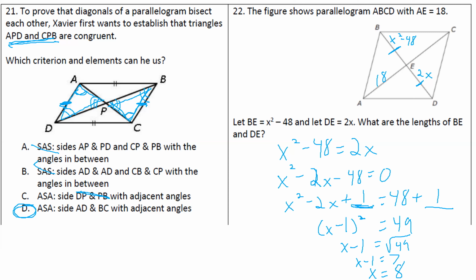Now, is that what they want us to find, x? They want us to find the length of BE and DE. Well, BE and DE, they're both congruent, but it's not just x. We'd have to plug it back into one of these two equations. Doesn't matter which one, they should end up being the same. So I'm going to use the easy one, 2 times x. So 2 times 8 is 16. So BE and DE are both equal to 16.